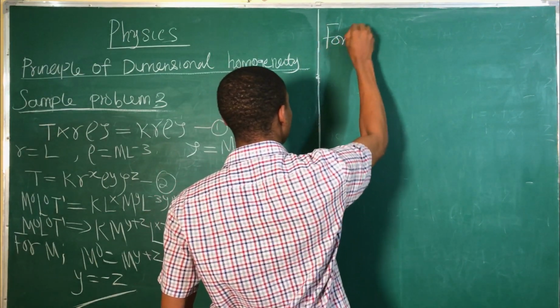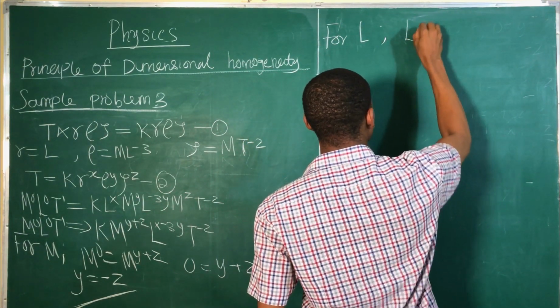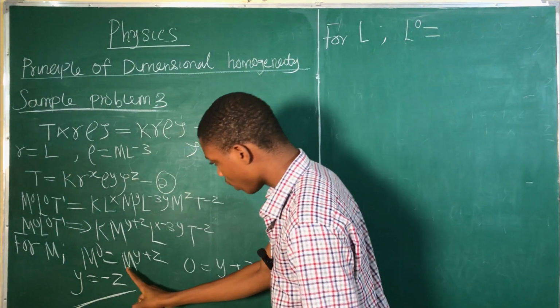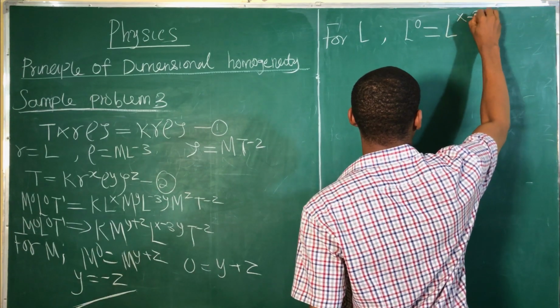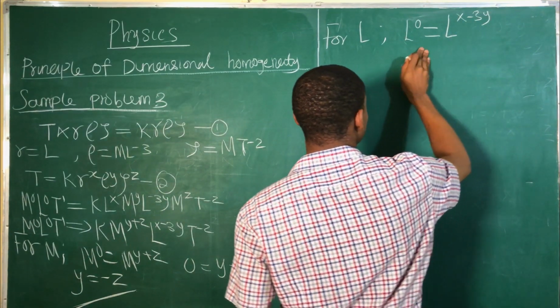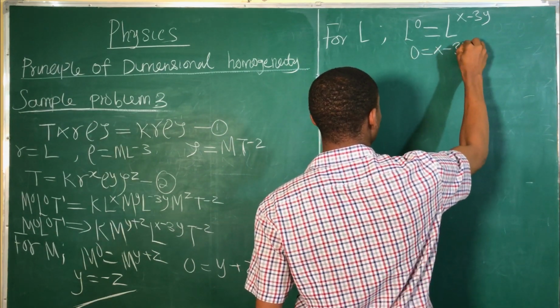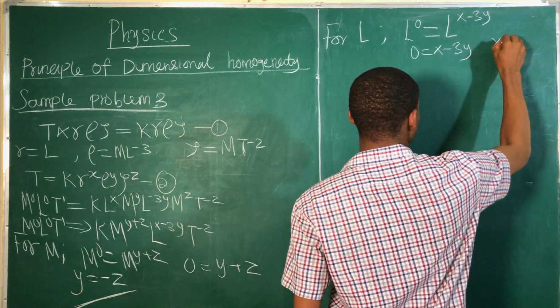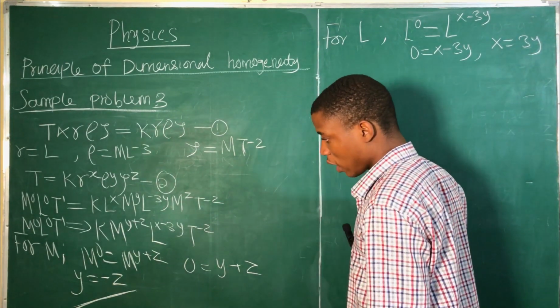For L, we have L0 is equal to L to the X negative 3Y. So considering this, we have that 0 is equal to X negative 3Y. So therefore, we see that X is equal to 3Y. Very simple relationship.